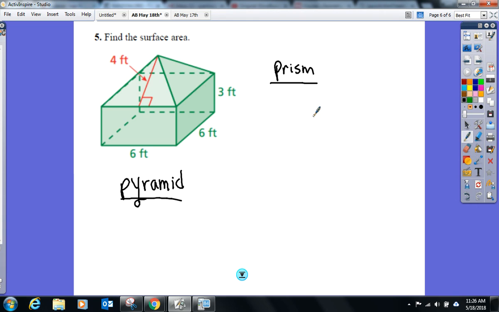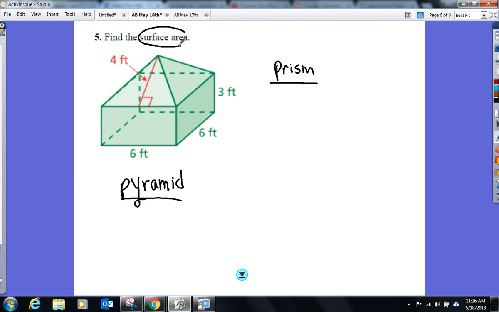Let's go to the prism. What is showing, right? Not what's covered up. How many faces are showing on the prism? 5. Find the area of all 5 right now. All right, let's take the one on the right and the left. They're both the same, so I'm going to say 2 times. What's the dimensions on the left and the right? All right, 3 by 6.